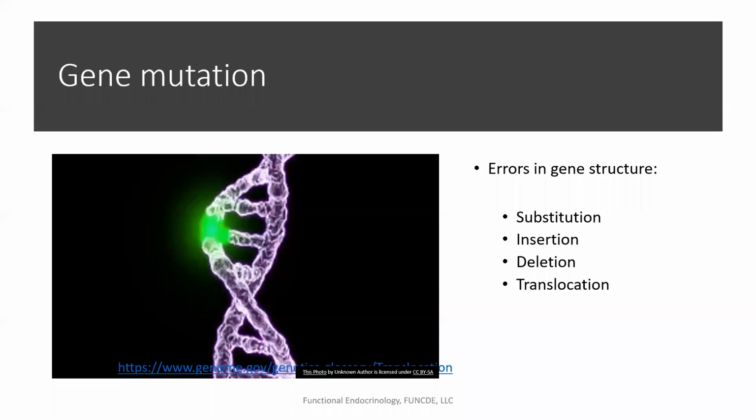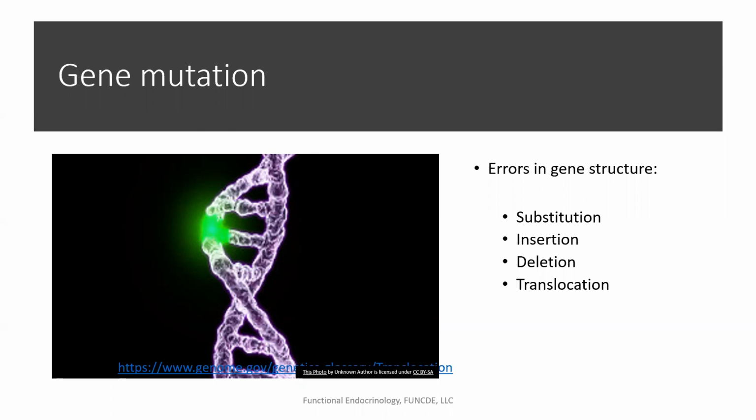So that's what gene mutation actually is. Gene mutation is an error in genetic structure. What can happen is a substitution. For example, you have the word WALL, but if you substitute L for, I don't know, H, then you can make WAHL. It will sound the same, but the meaning could be very different.